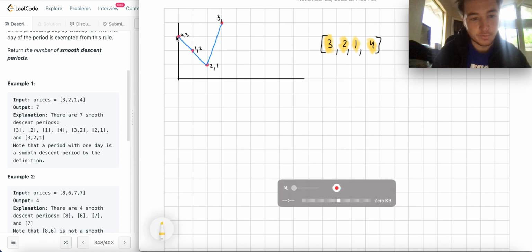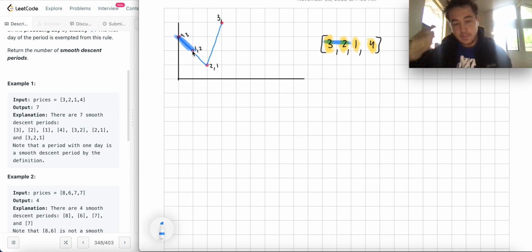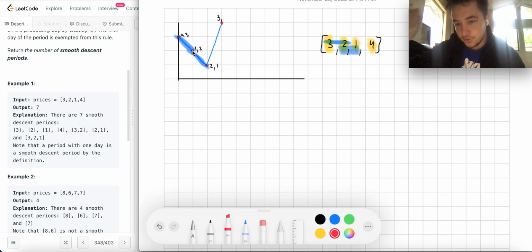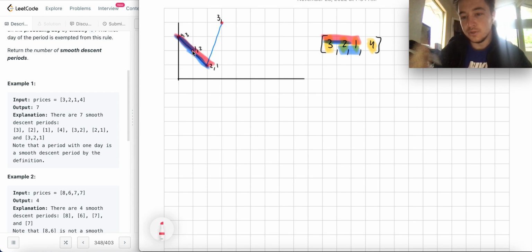It goes down 1 from day 0 to day 1. So 3 and 2 alone are a stock period going down. 2 and 1 alone are a stock period going down. It goes down from this day to this day. But also 3, 2, and 1 is a stock period going down. So there's 7 total examples: there's the 4 yellow, there's the 2 blues, and there's the 1 red.